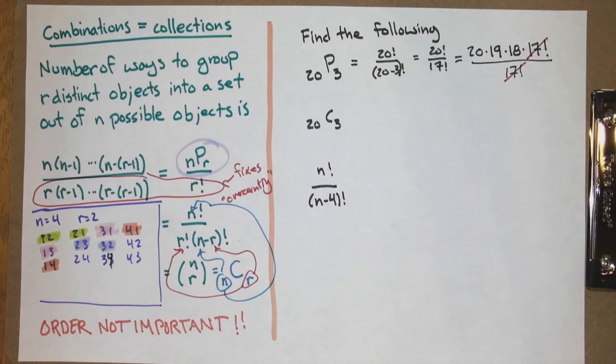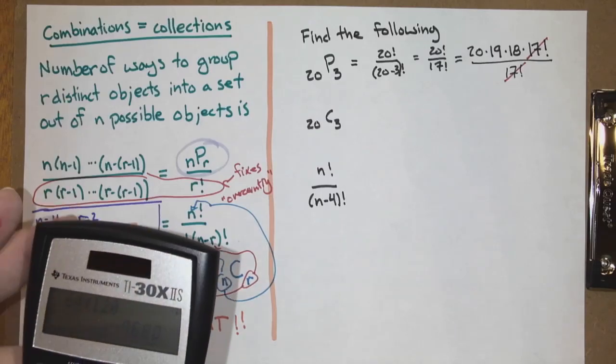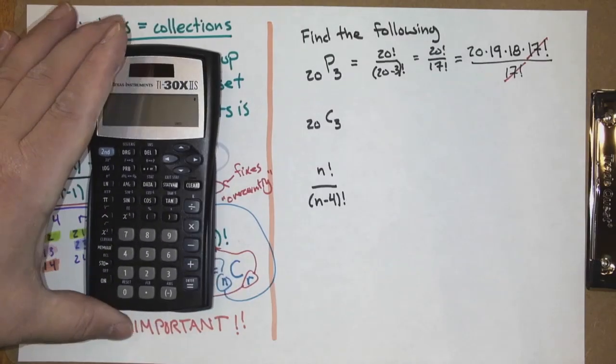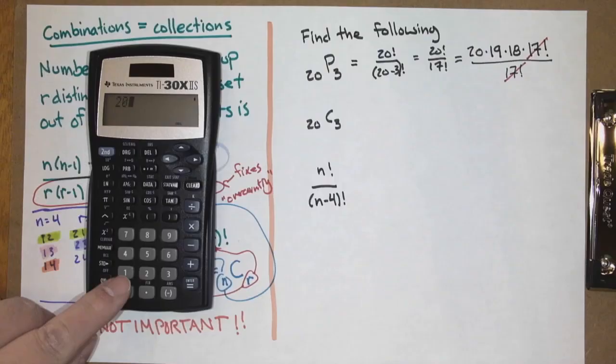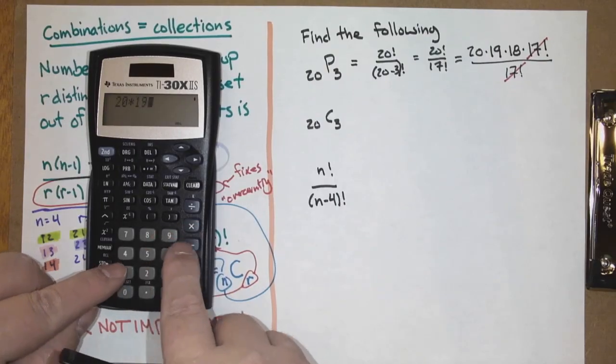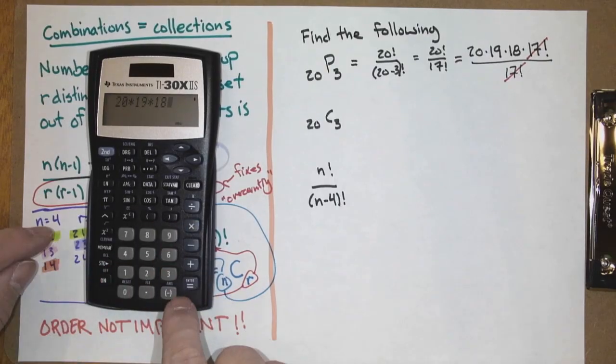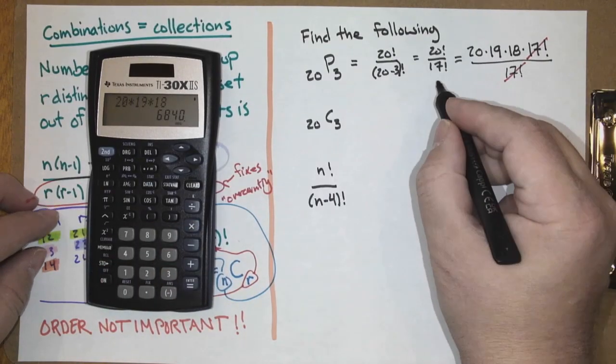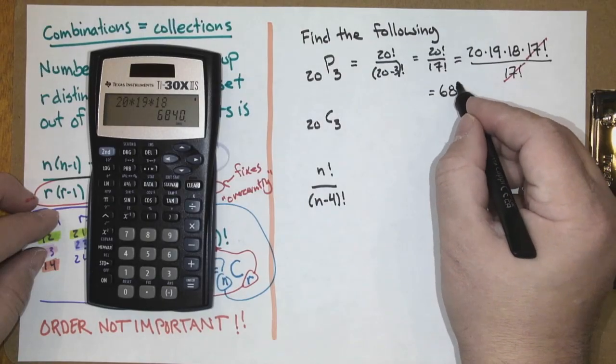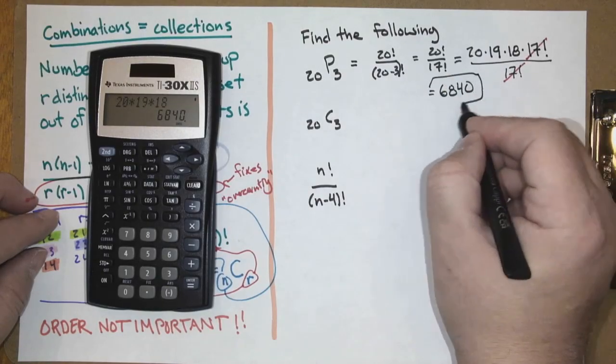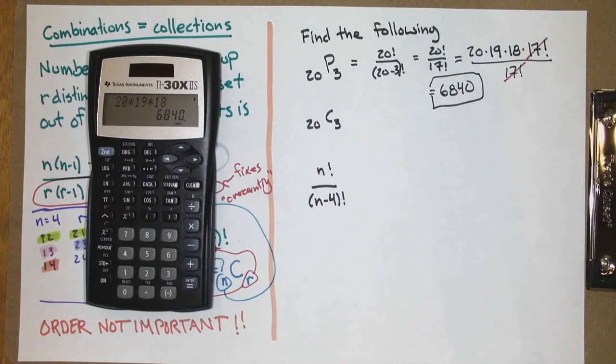Nice. So instead of having to multiply a lot of numbers, we only have to multiply a couple of numbers. So now it becomes a problem we can do without a fancy calculator. We can just type 20 times 19 times 18, and out comes 6,840. All right, so that's our first number, 20P3.